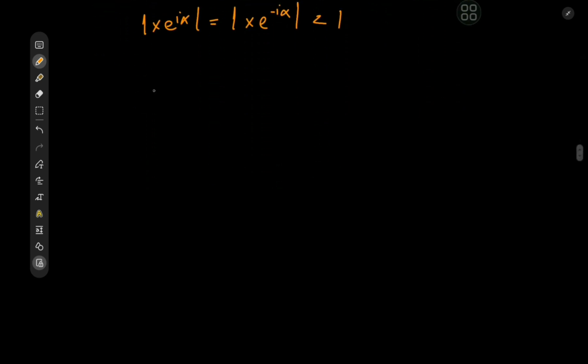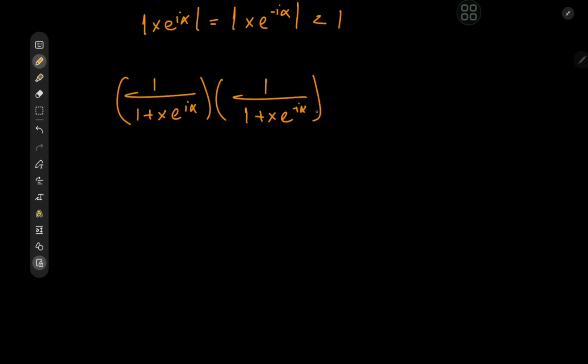So we have 1 by 1 plus x e to the I alpha times 1 by 1 plus x e to the negative I alpha. And I'm going to write this in the expanded form because we'll need that. So first we have 1 minus x e to the I alpha plus x squared e to the 2I alpha minus x cubed e to the 3I alpha, and so on and so forth.